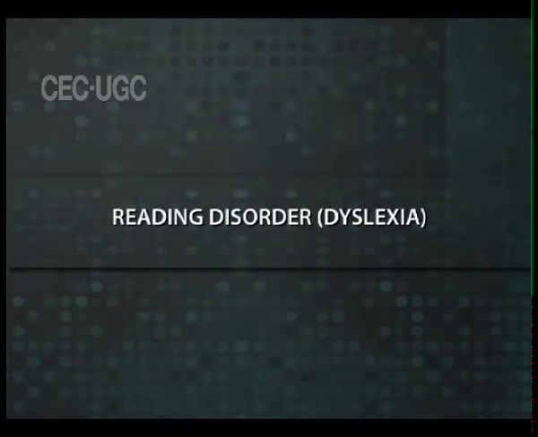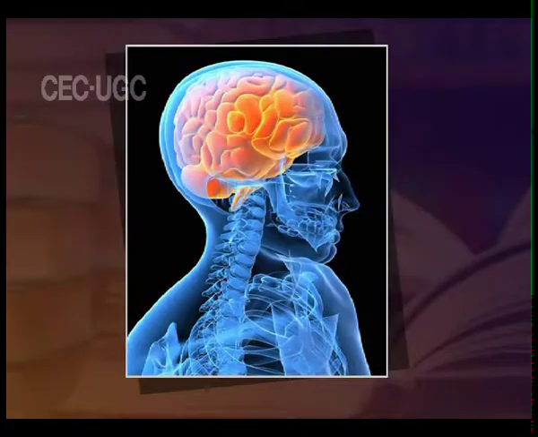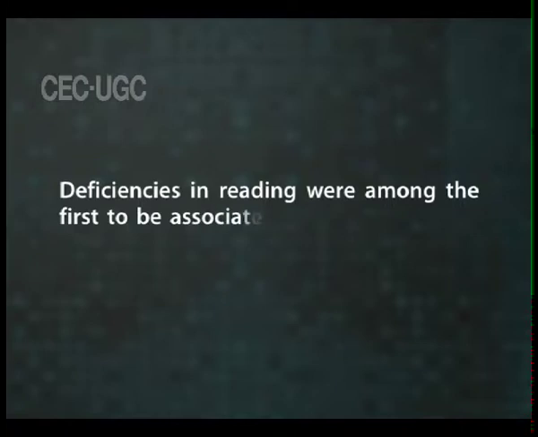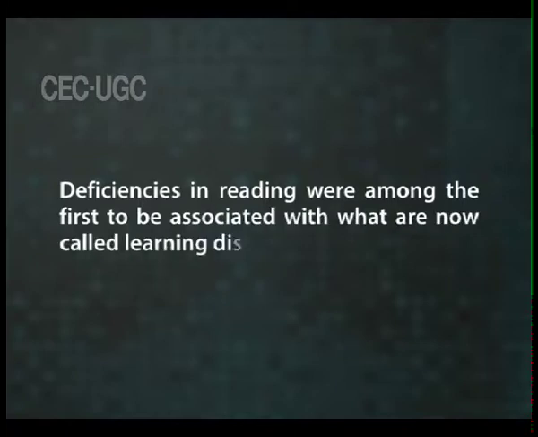Reading disorder or dyslexia. The art of reading may be defined as the process of sight, sound and sense. It is a cognitive activity, a meaning-oriented, language-oriented process. As a perceptual process, reading is defined as a meaningful memory and interpretation of visual and auditory stimuli. Deficiencies in reading were among the first to be associated with what are now called learning disabilities.